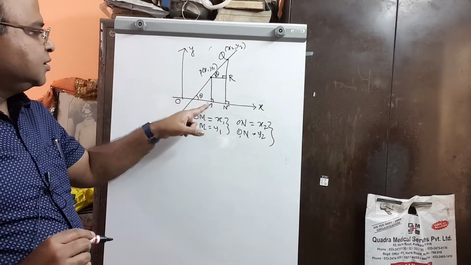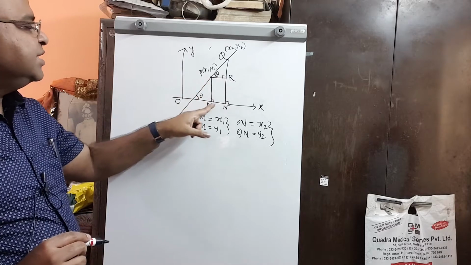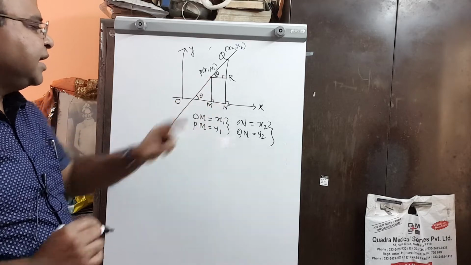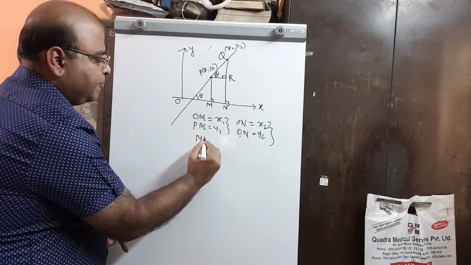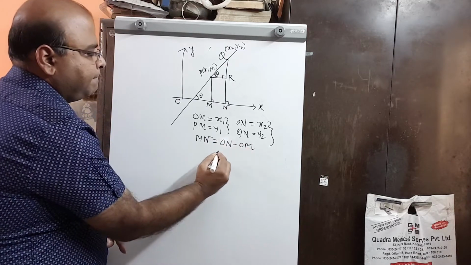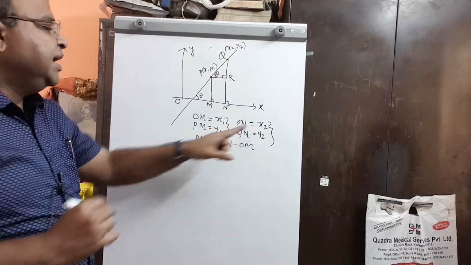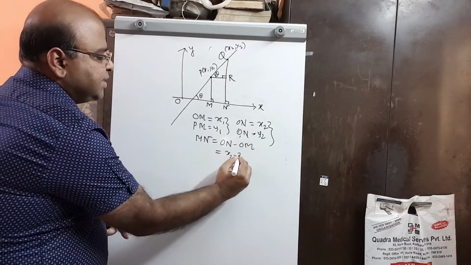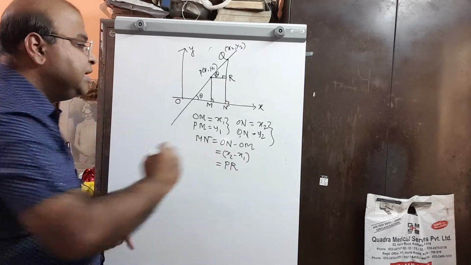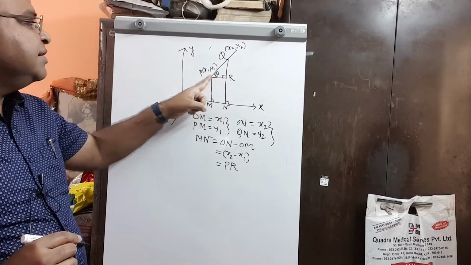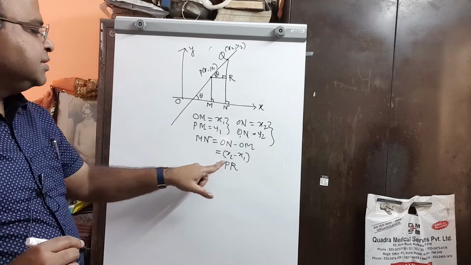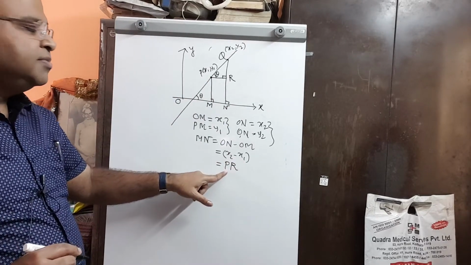Now if I focus our concentration on this rectangle PMNR, let us see what is MN. MN is given by ON minus OM, and from the values here, this is given by x2 minus x1, and so is the length of PR. Why? Because PMNR is a rectangle by construction, so opposite sides of a rectangle are equal. So MN is x2 minus x1, which also becomes equal to PR.